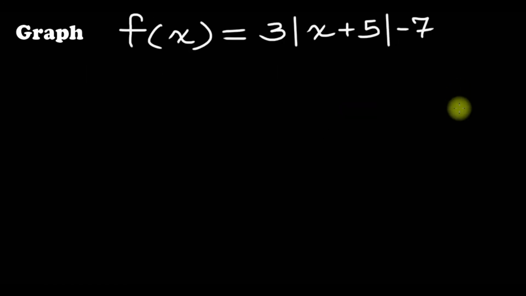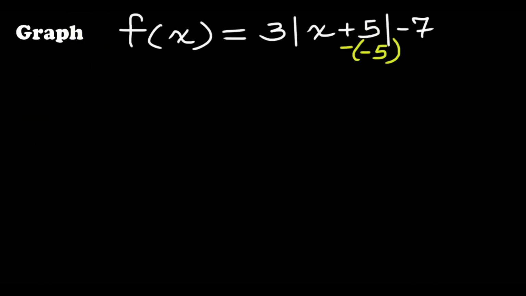Here's another one. Graphing f of x equals 3 times the absolute value of x plus 5, and then take away 7. The first thing we need to do is come up with the vertex. See this plus right here? It should be minus negative 5, like that. See it? So you can see what the h is, because standard form has x minus a number h.